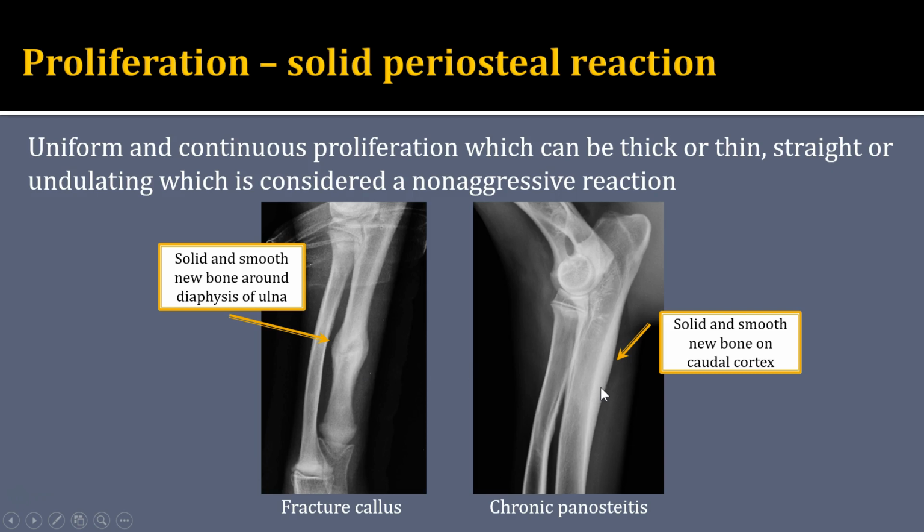In this proximal antebrachium of this dog, when we look at the cortex caudally here on the ulna, I can see this solid, smooth periosteal reaction that is quite dense as well. And this is a dog with chronic panosteitis that has this benign appearing, non-aggressive appearing reaction.